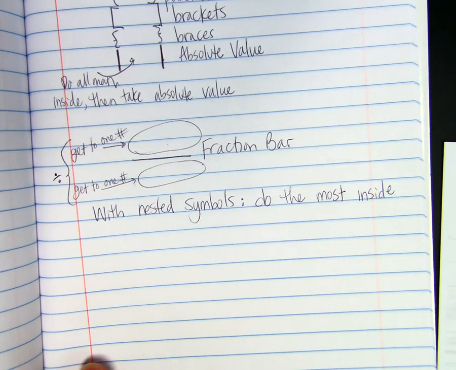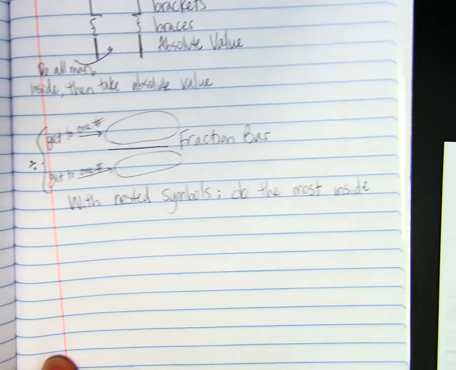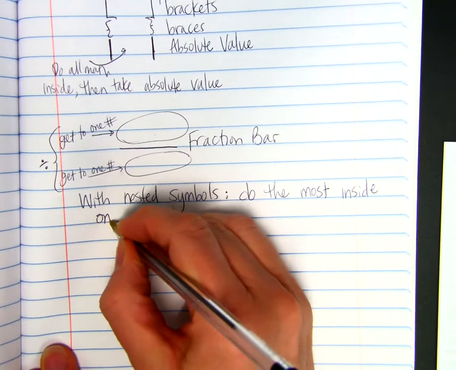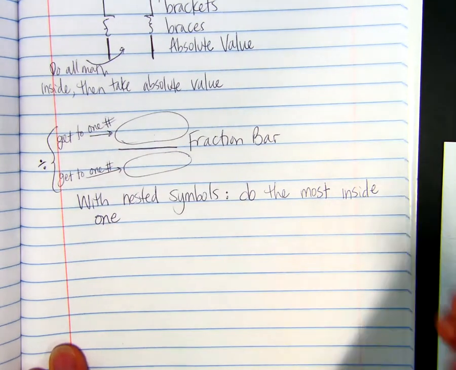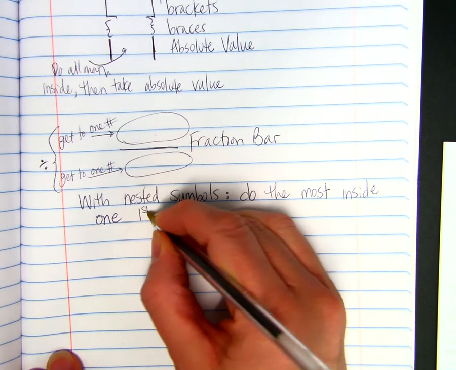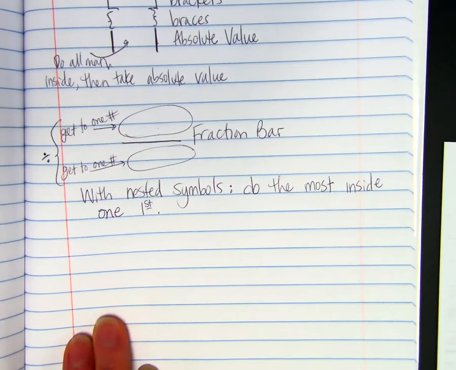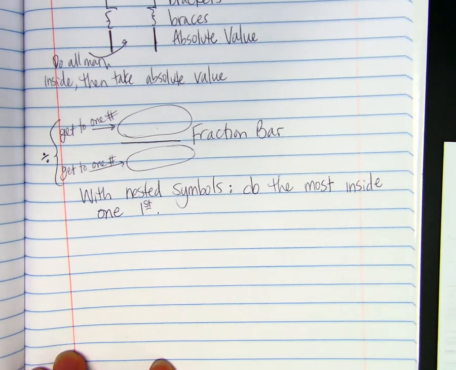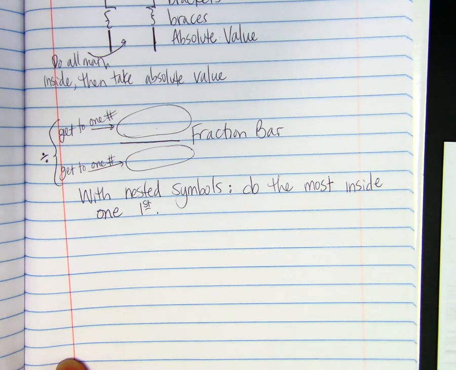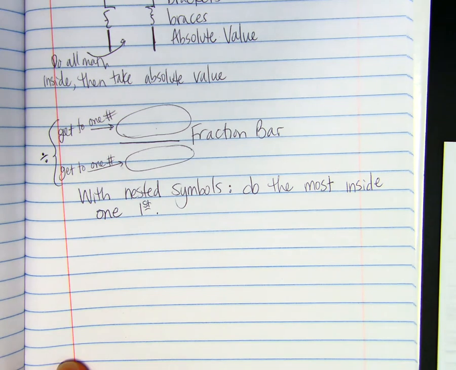Is this like the baby version of college homework? Yes, it is. So with nested symbols, you do the most inside one first. Okay, so just like on that example I showed you, you'll go and do those parentheses first. Yes. I remember nested symbols like nesting dolls because they're inside one another. Like nesting dolls, yeah, so they're inside one another.